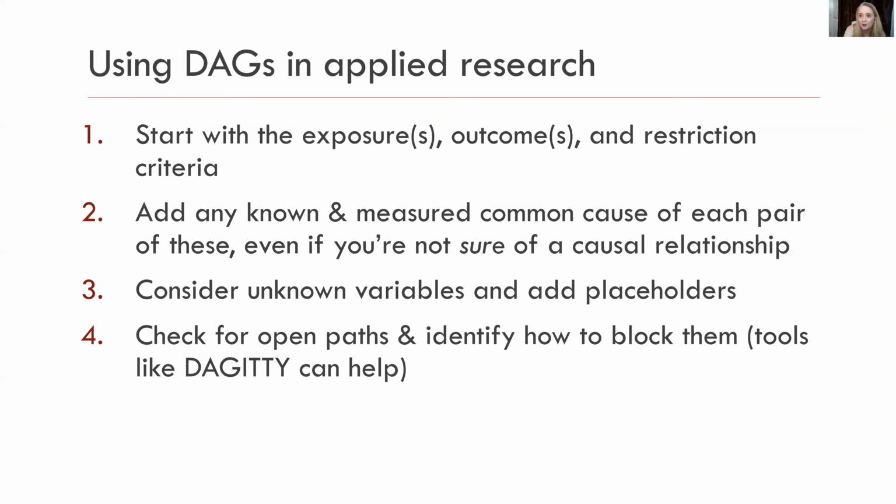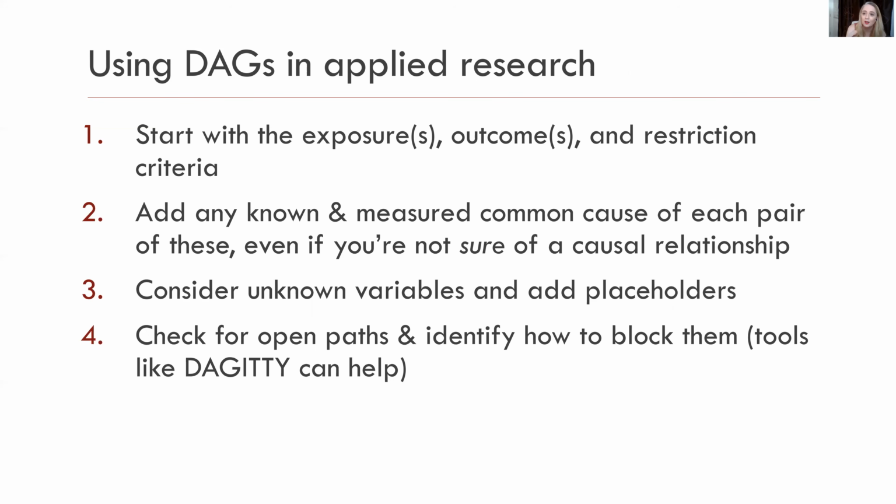Once you've drawn out all of the nodes and arrows, you want to check for open paths and identify how to block them. As a reminder, a path is open if it's a chain or a fork and there's no conditioning on it, i.e. no restriction and you haven't conditioned in your analysis. Or it's open if there's a collider that's restricted on or conditioned on, or the descendant of a collider that's restricted on or conditioned on. Closed paths are the opposite of those.